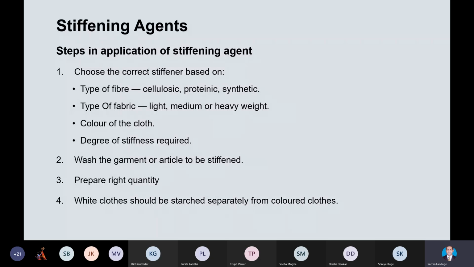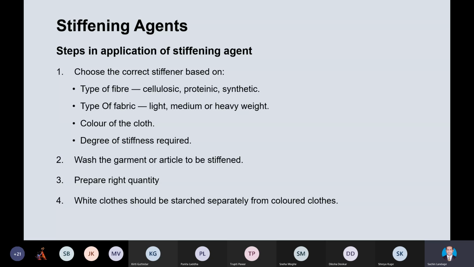Now, whenever you are going to apply the stiffening agent, first you have to take into consideration choosing the correct stiffener based on the type of fiber. Means whether the fiber is a cellulosic one, a proteinous one, or a synthetic fiber. Based on this, we have to select the proper stiffening agent. Then the type of fabric, whether it is a light, medium, or heavyweight fabric. Based on this, we have to select.